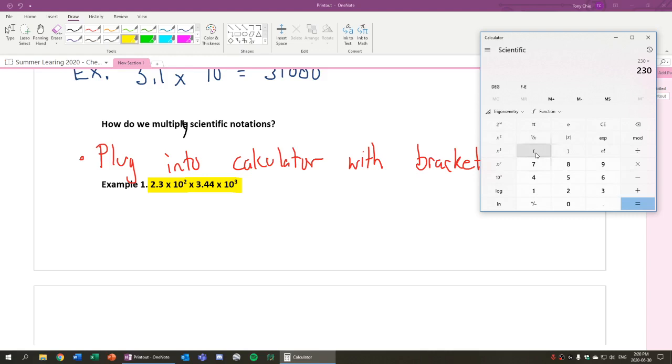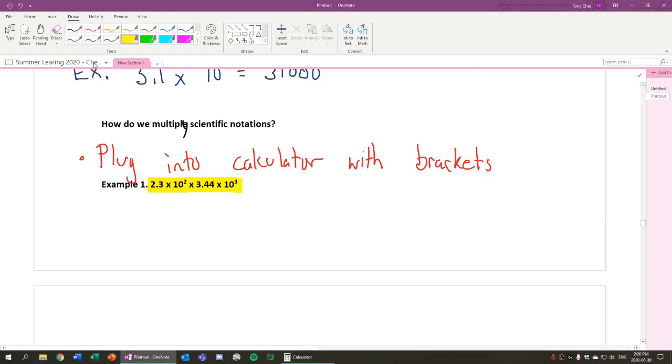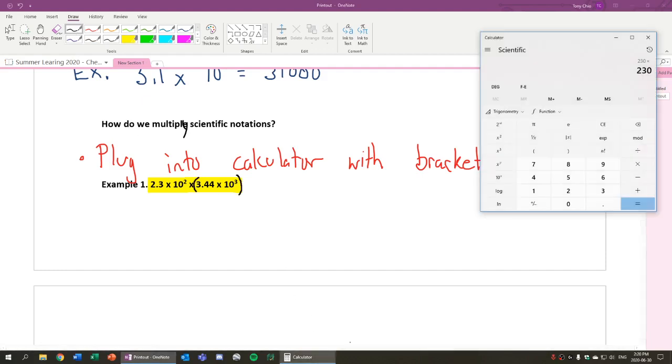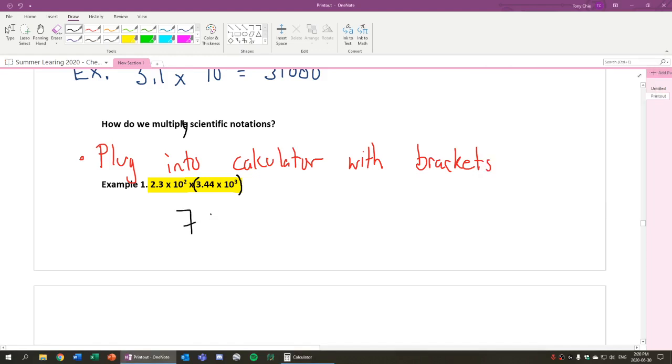Times, I'm going to use brackets just to show you. So before you do anything, you want to put a bracket before your first value and after the 10 to the power. Times bracket 3.44 times 10 to the power of 3, close the bracket, equals. And what you're going to get here is 791,200 something. So try it on your calculator, see if you get the same value.